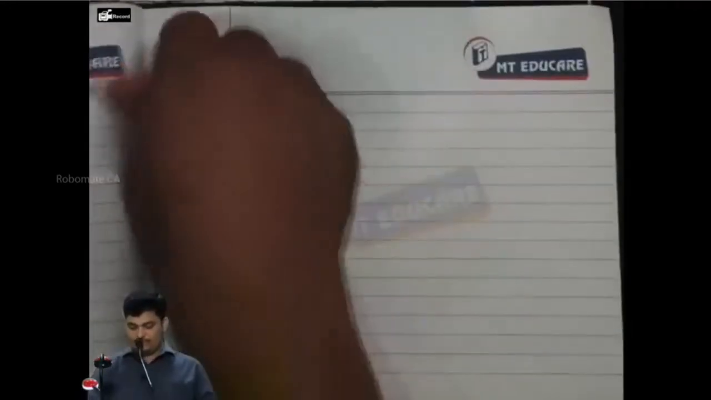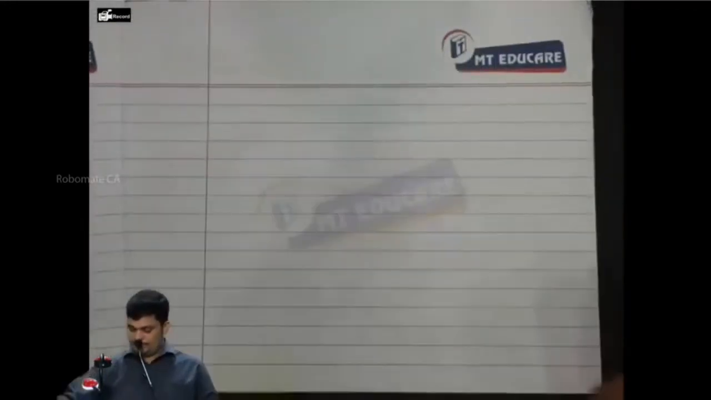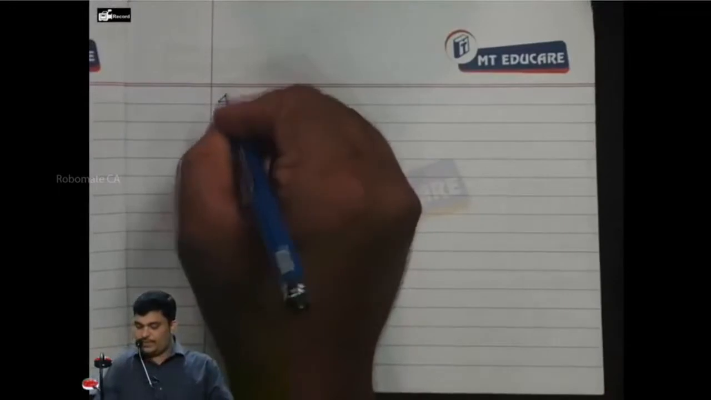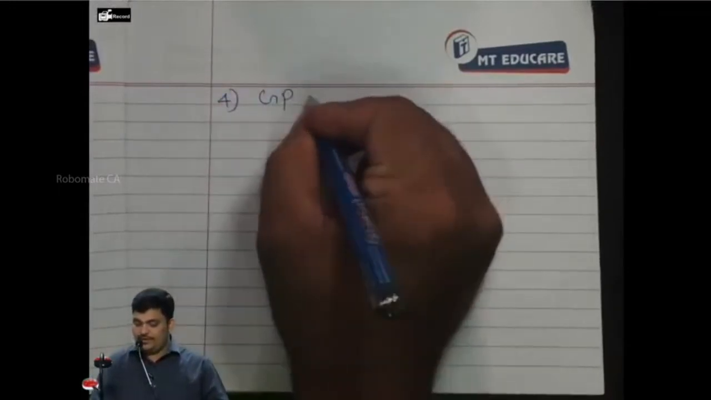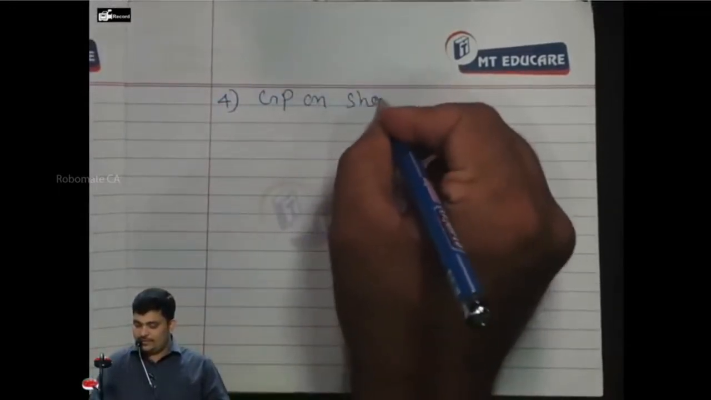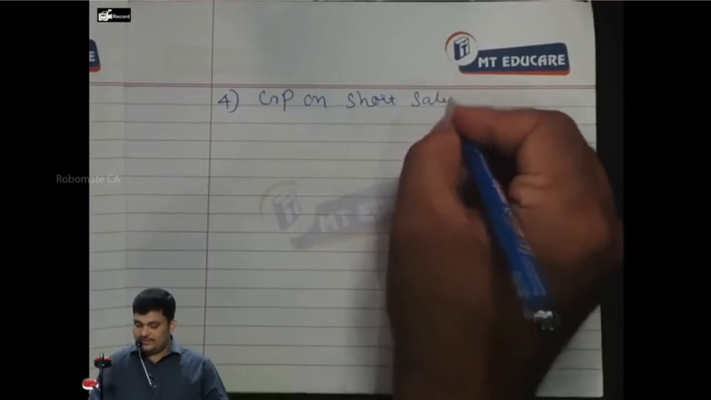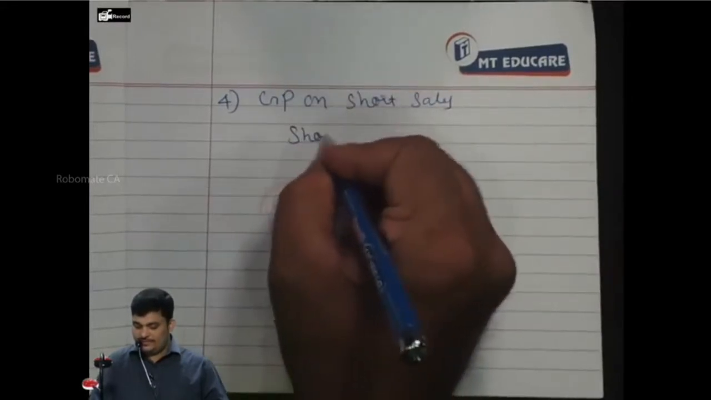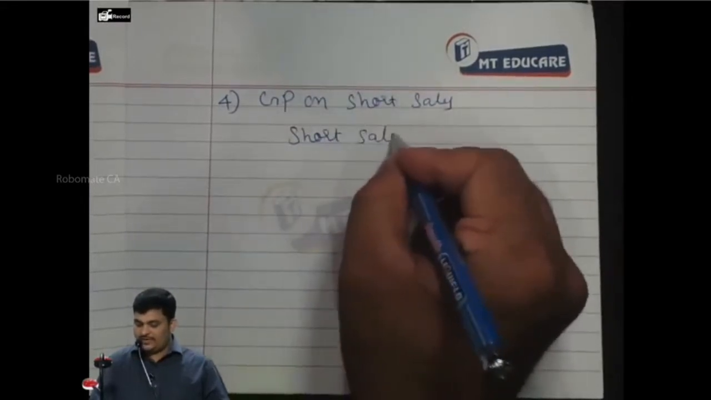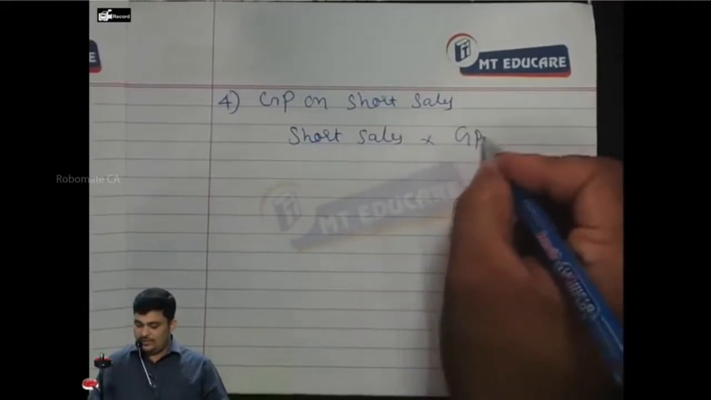Step 4. GP on short sales will be short sales into gross profit ratio.